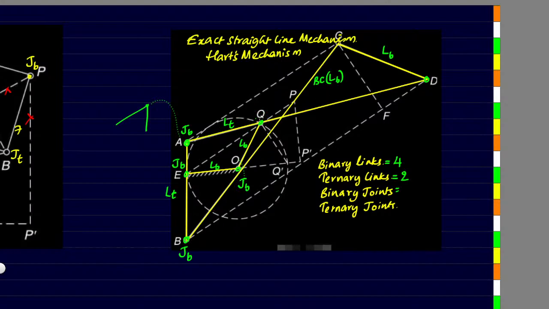Fine. So AQ and QD should not be counted as different links. That is a very important thing to be noticed here. So AQ, QD and AD are all a single link, because they all move together as a single object. That's why AD is one link and OQ is one link. So there are only two links joined here, and that's why this becomes a binary joint. So Q is also a binary joint. This one is done, this one is done.